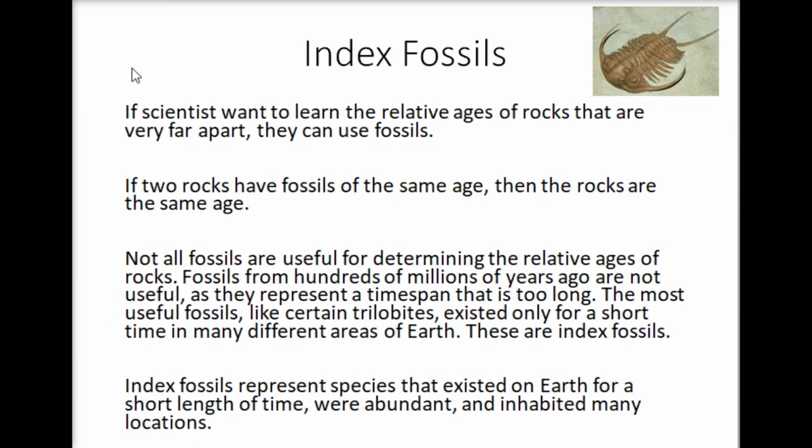Index fossils are basically species that lived on Earth for a very short amount of time, but they were huge in number and they're literally everywhere. So they're the things that you need: short length of time, abundant, which means high in number, and inhabited many locations. Because of this, if you find this particular fossil in a particular rock, we know this rock is that old. Okay, so let's have a look at what all of this means.